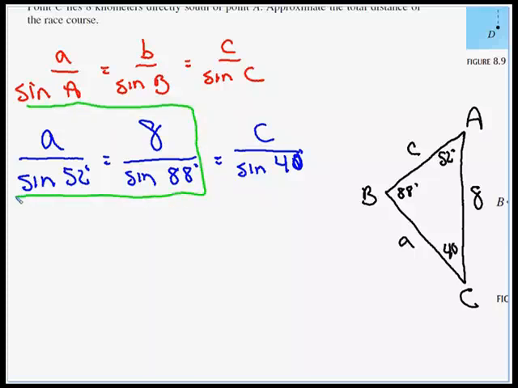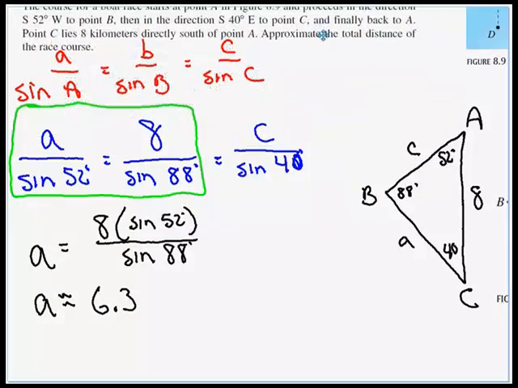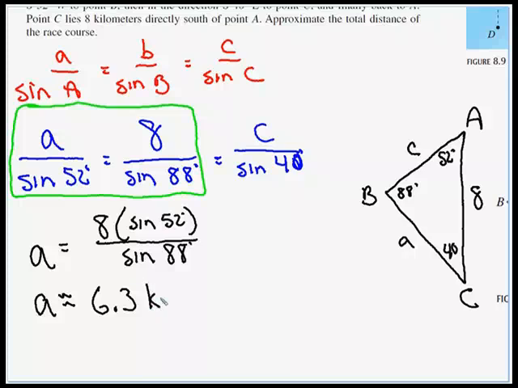Here's the first one I want to look at. We want to cross multiply and solve for side A. So when we set this up, we're going to have A is equal to 8 times the sine of 52 divided by the sine of 88. And we punch that into the calculator, and we get A is approximately 6.3. And I think we were in miles here, weren't we? 8 kilometers. We're in clicks. So this is 6.3 kilometers.